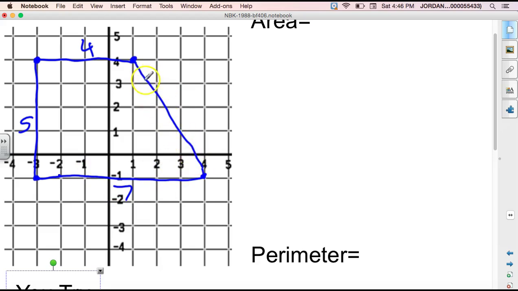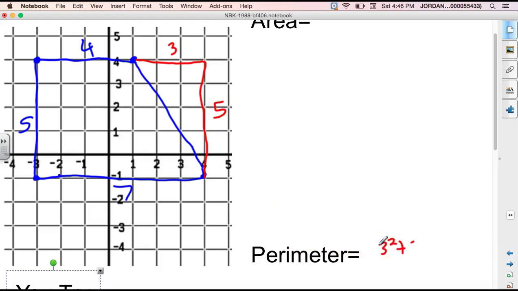It's not on the grid line, so we're going to have to use the distance formula or the Pythagorean theorem. I always like the Pythagorean theorem just because you're used to using it. So let's make this a triangle right here. We count out 1, 2, 3, and then down is 1, 2, 3, 4, 5. So to find the perimeter, we've got to use the Pythagorean theorem to find that fourth side.